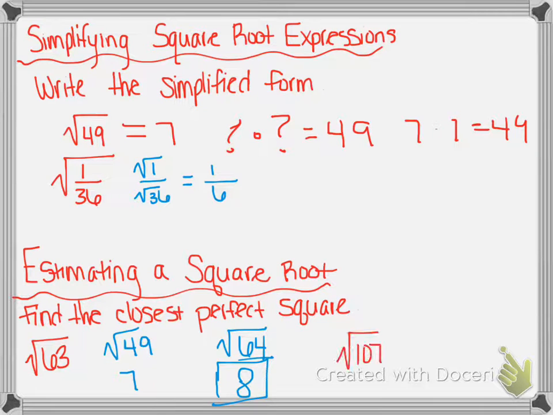Okay. The next and last example I have is square root of 107. Again, we want to think what two perfect squares is it between? Well, the square root of 100 is 10, and then if I go up, the square root of 121 is 11. So the square root of 107 falls somewhere in between 10 and 11. It's going to be a decimal, but what perfect square is it closest to? Well, 107 is closest to 100, so it's closest to 10.